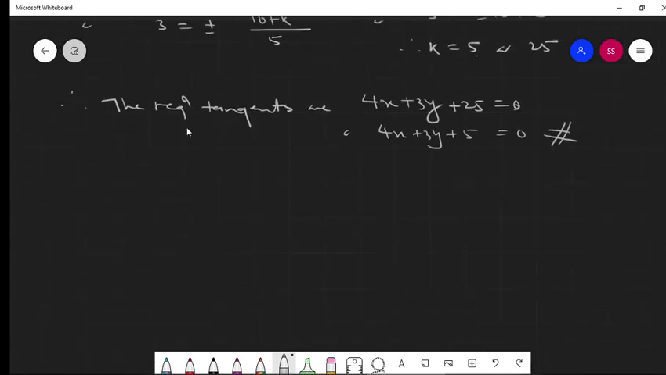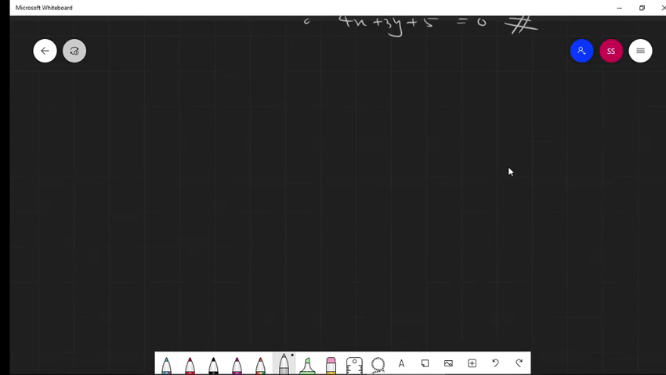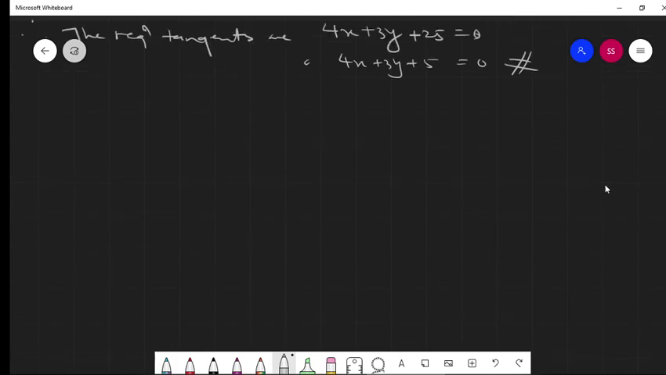Now moving to the next part, dear students, question number 5a we have to shift. Let me read out question number 5a. Question number 5a, find the value of k so that the line may touch the circle.